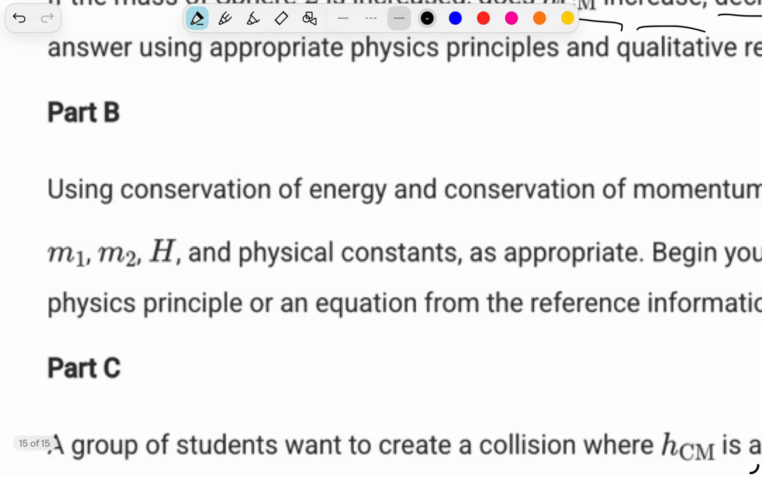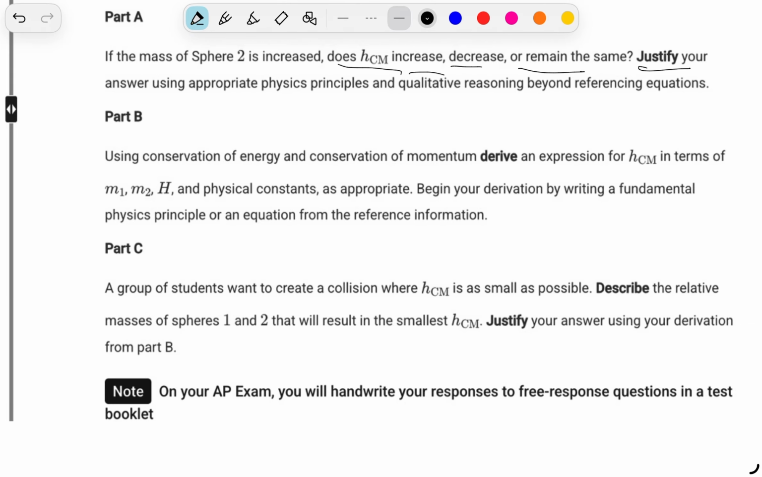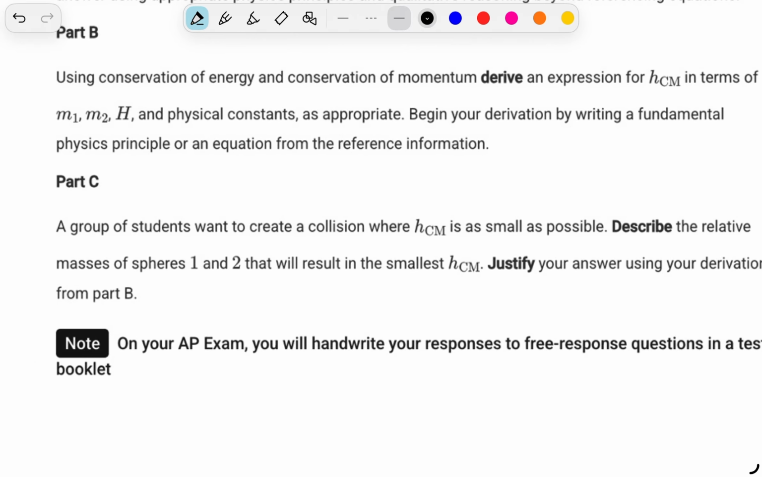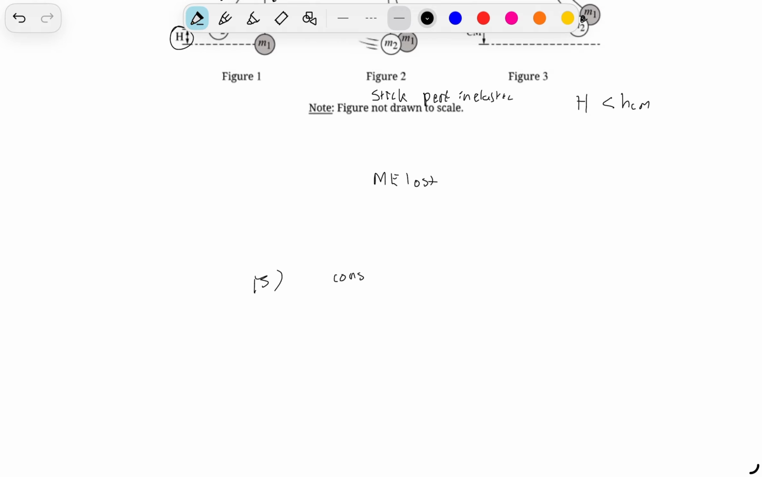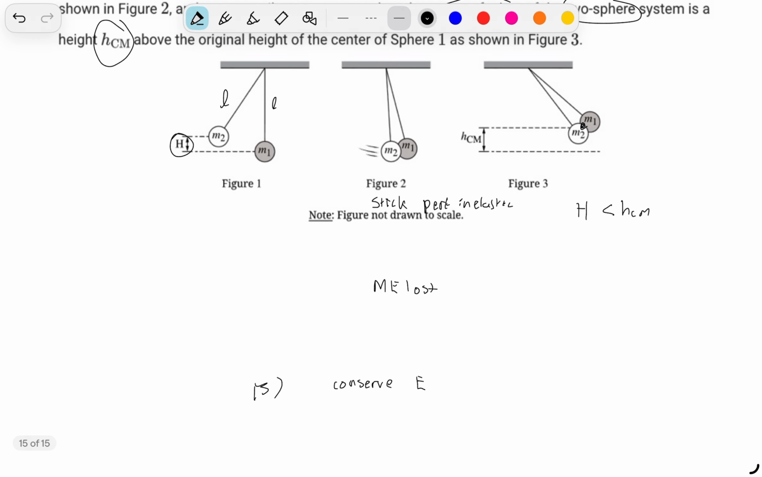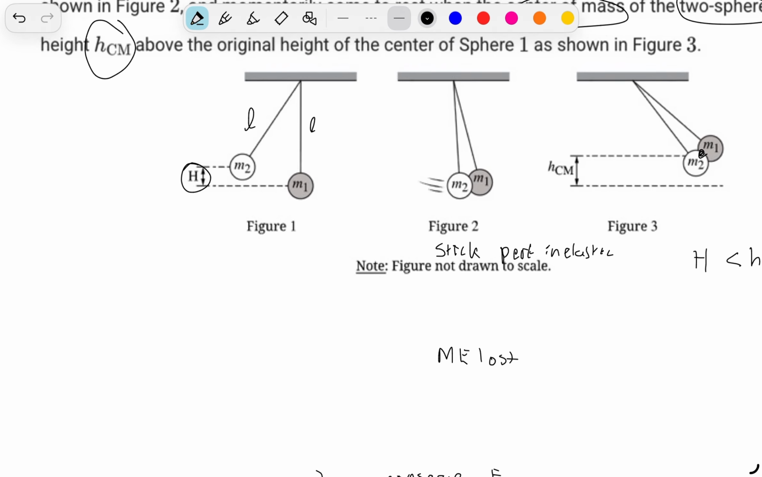Okay, so using conservation of energy and conservation of momentum, derive an expression for h center of mass in terms of m1, m2, and h, using physical constants. For part B, we're going to use conservation of energy because we're looking at sphere 2 falling before the collision in our first stage.